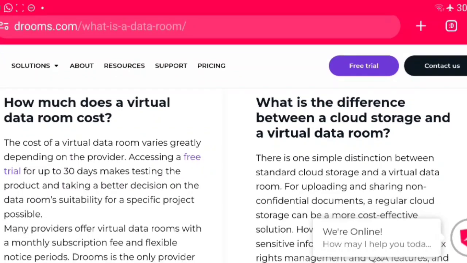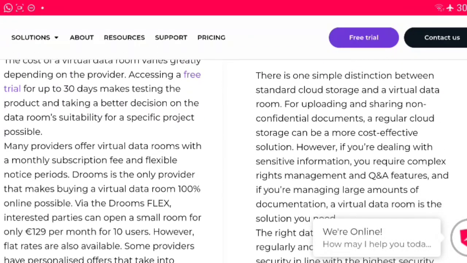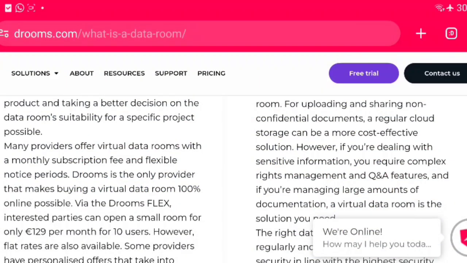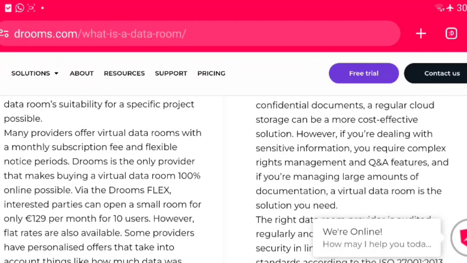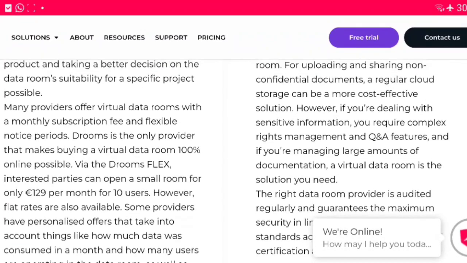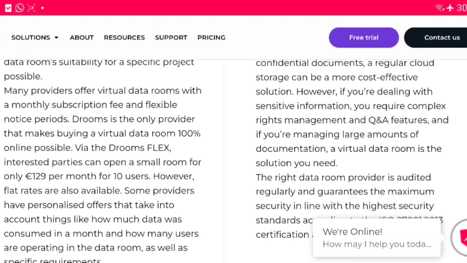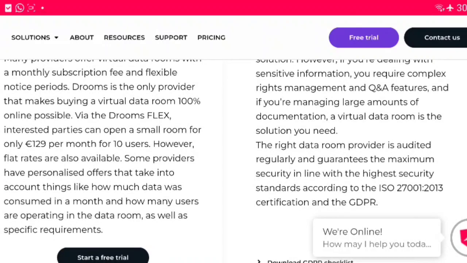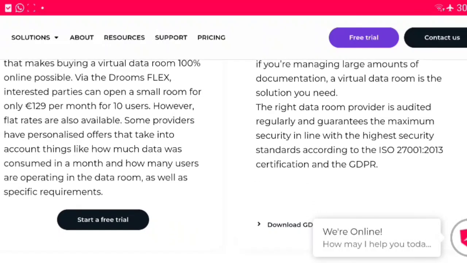What is the difference between a cloud storage and a virtual data room? A regular cloud storage can be a more cost-effective solution. However, if you are dealing with sensitive information, you require complex rights management and Q&A features. And if you are managing large amounts of documents, a virtual data room is the solution you need.